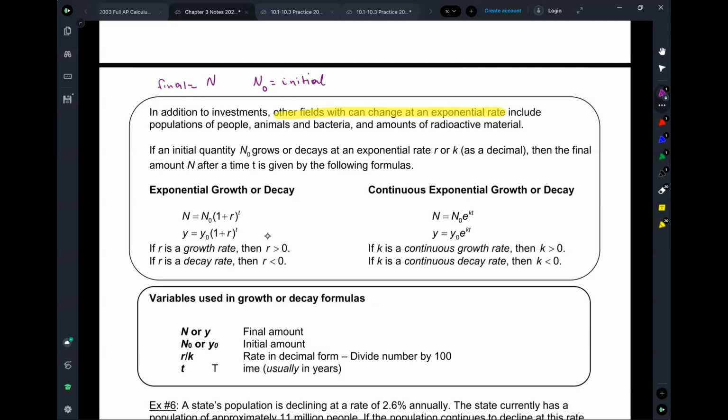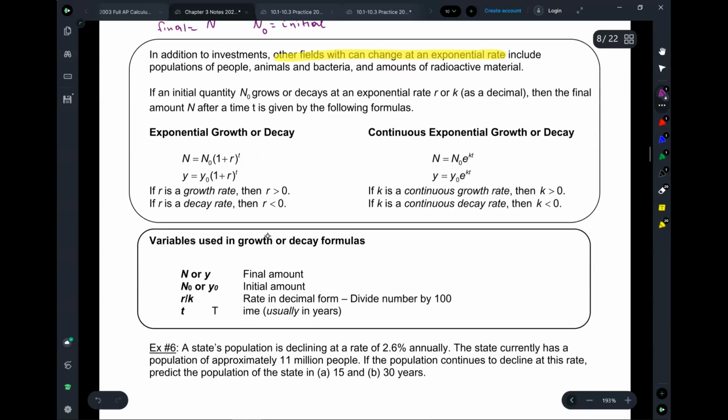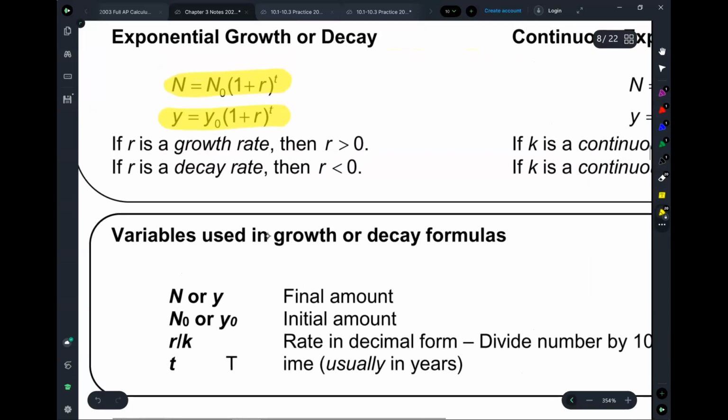Okay, so if an initial quantity grows at an exponential rate or decays at an exponential rate, these are the formulas. So when it just says it grows or decays at an exponential rate, this is the one we're going to use. This is the version of the formula the book gives. They use N's: N equals N naught times (1 plus r) to the t. Or everywhere else, we use y equals y naught times (1 plus r) to the t. Okay? And then, if it's growth, r is positive.